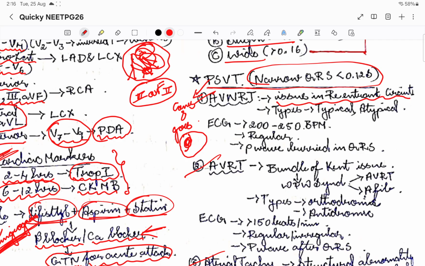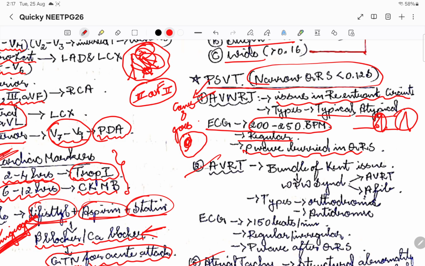There are two types, typical and atypical. Here the ECGs are important. With respect to AVNRT, the ECG will show 200 to 250 beats per minute, and it will be regular. The waves will look regular, and the P wave won't be there. Only the QRS will be there, meaning the P wave is buried inside the QRS complex.